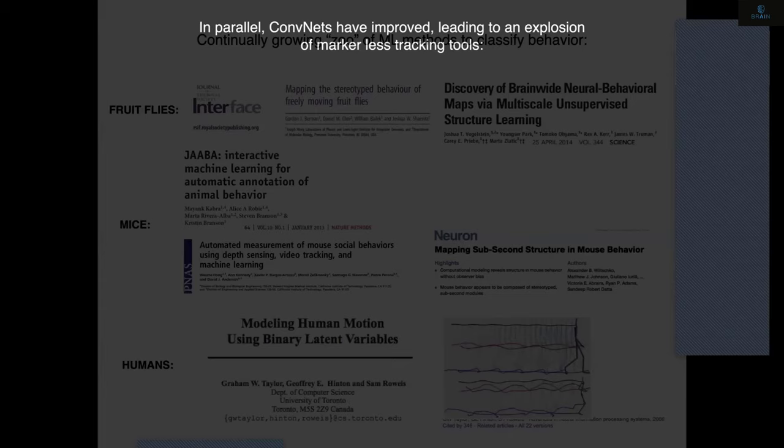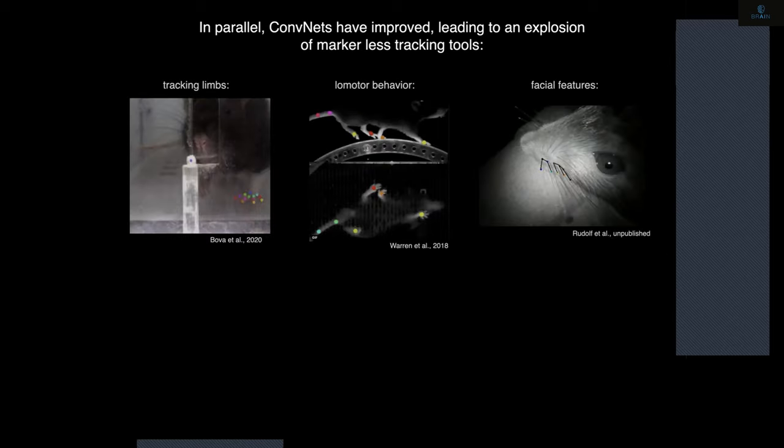And the last thing I'll mention is a parallel development in convolutional neural nets. They've gotten better. Access to high power GPUs and the like has been democratized. And this has really led to an explosion of markerless tracking tools. I'm showing some examples here from a tracking toolkit called DeepLabCut. It's one of the most widely available ones now, although of course there are many.